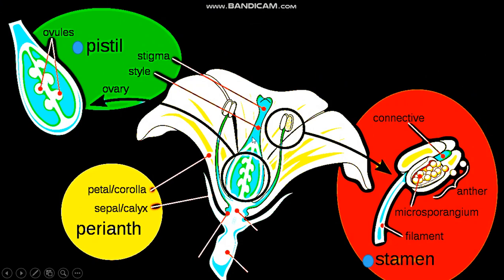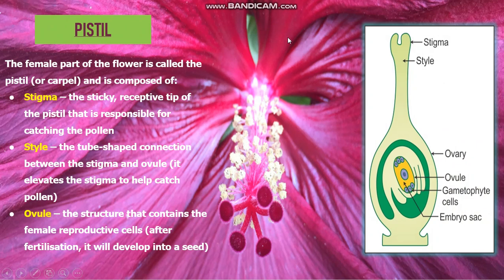Then in the center pistil is there. Flower may have one or more than one pistil. Accordingly, it is called monocarpellary or polycarpellary. So a single pistil consists of 3 parts. That is stigma. It is the sticky receptive surface for the germination of pollen grain. Then there is a long tube that is known as style and at the base of the style is a swollen part known as ovary.